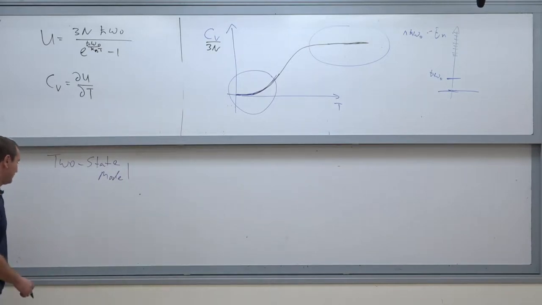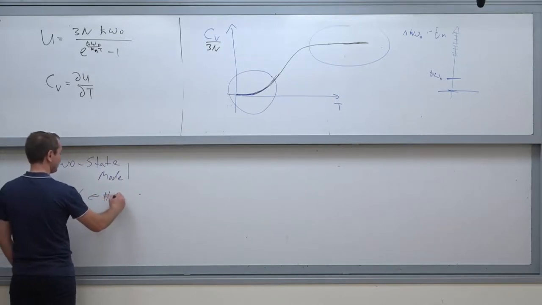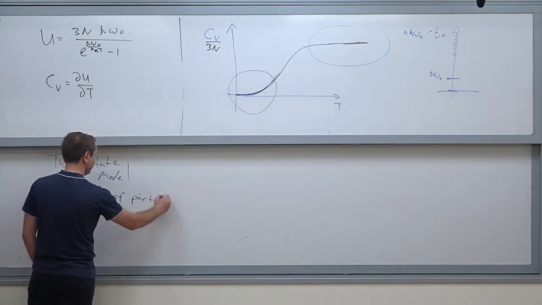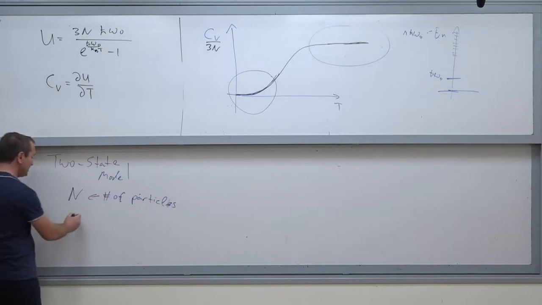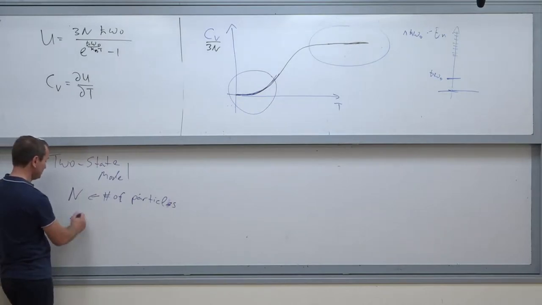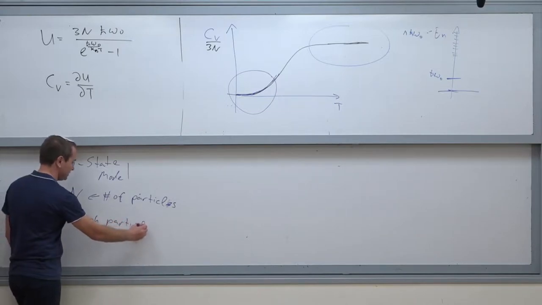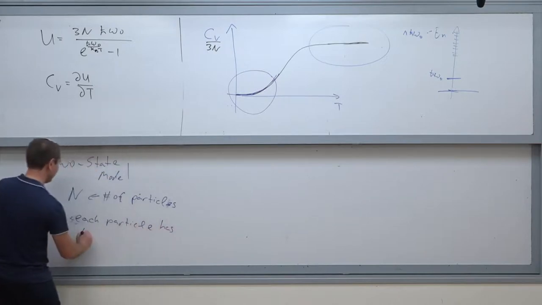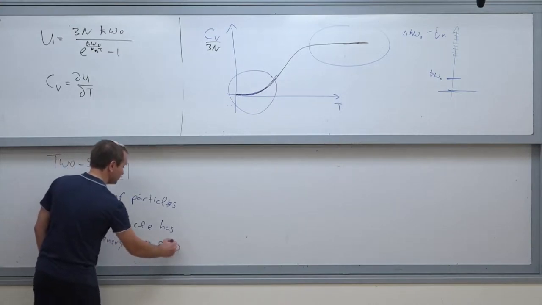So I have n particles, the number of particles. Each particle has two energies: zero and epsilon, where epsilon is greater than zero.